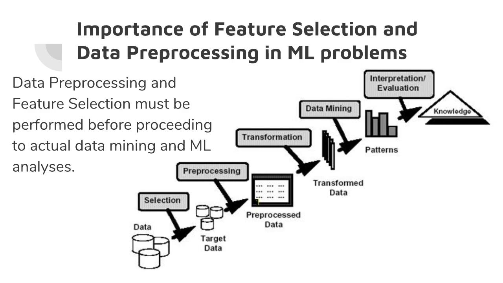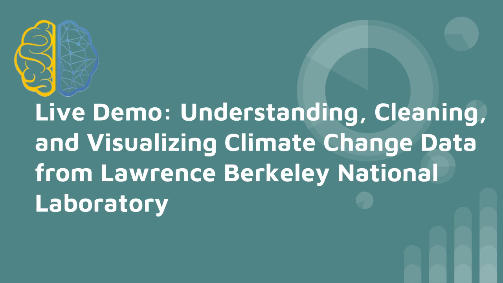All right. So here's the typical pipeline that we go through. Initially, we start with some data, and we select which parts of the data we want. That's our target data. And we do some initial pre-processing with our data, maybe getting rid of records that have NAs, that are empty values. We transform the data by maybe creating new variables, new features, and then we do our data mining. So what this whole process shows is that data pre-processing and feature selection is very important, and it must be completed before you actually begin your ML analyses. And finally, after you do your data mining, you can extract knowledge from that by doing a lot of interpretation and evaluation. All right, with that being said, let's start this live demo to understand, clean and visualize climate change data from the Lawrence Berkeley National Laboratory.